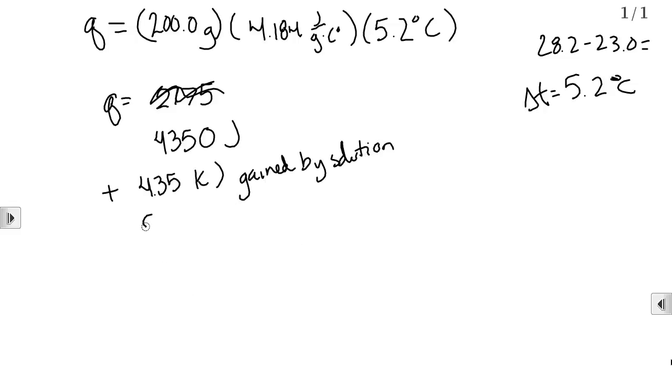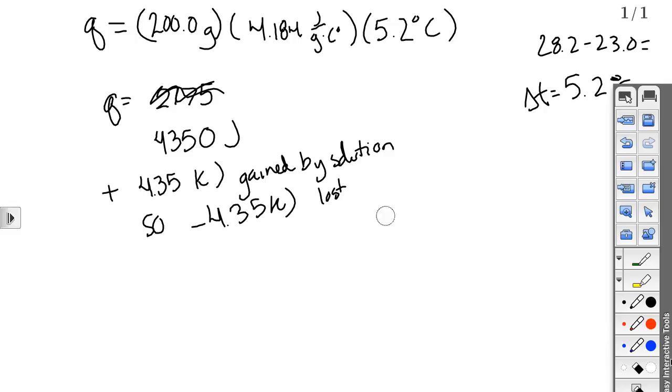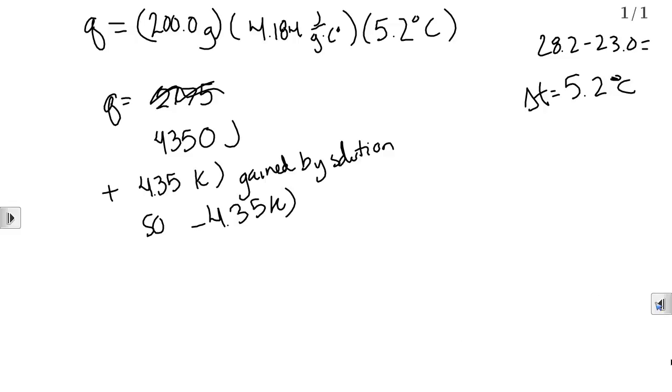So negative kilojoules lost. Or I don't need both of those, that's the same, for delta H, right? That's what I'm trying to say. Now, like I said, enthalpy of reaction is kilojoules per mole.